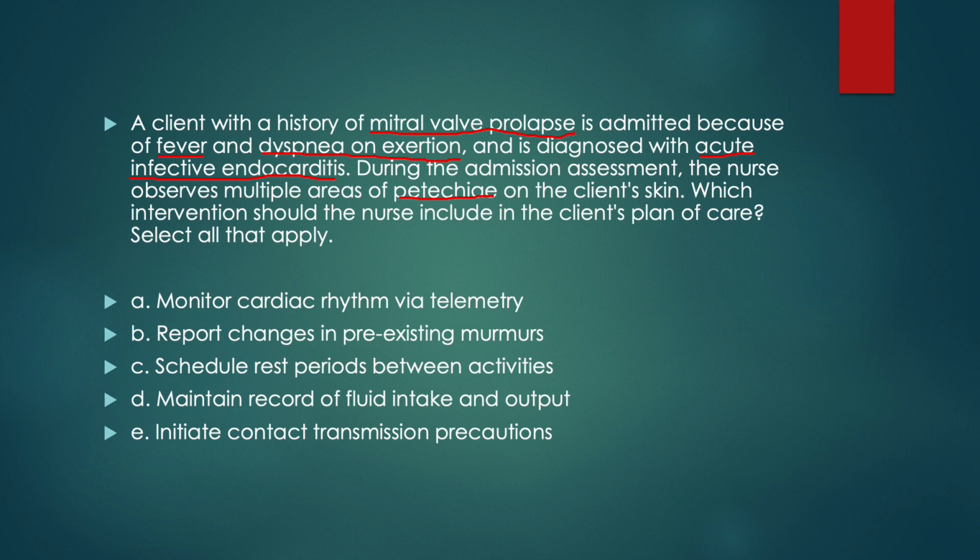So, monitor cardiac rhythm via telemetry. We're going to select all that apply according to this. We're most likely going to select this one. A is definitely it. Report changes in pre-existing murmurs. Yeah, that's a big deal because that's also going to be a problem with this endocarditis, right?